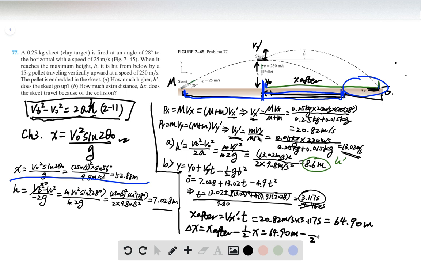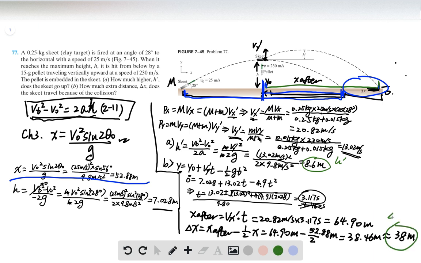Oh, was it that small? Was it just 7 point? Oh, sorry, minus half of 52.88 meters. Okay, that makes so much more sense. And this gives us 38.46 meters, around 38 meters. Whew. So finally we're done.